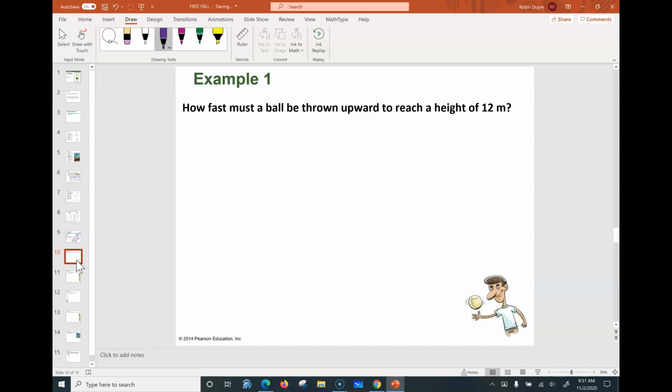All right, so how fast must a ball be thrown upward to reach a height of 12 meters? Same type of problem. I highly suggest you just pause the video and try it yourself. I'll get you started though. We know that up is positive, down is negative. All right, so pause the video and come back once you've tried.